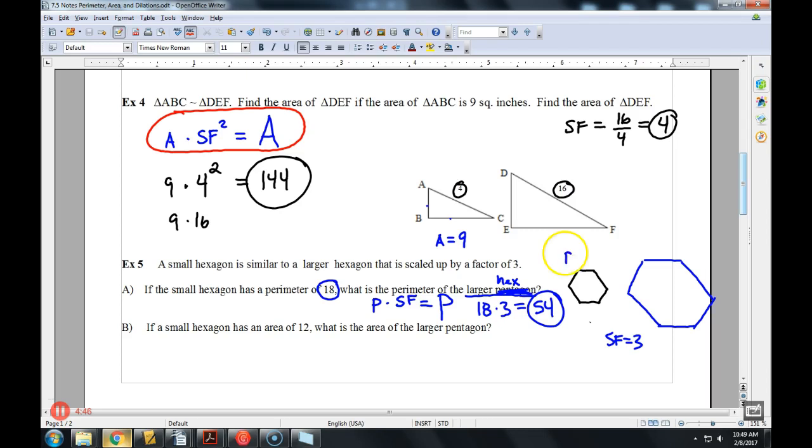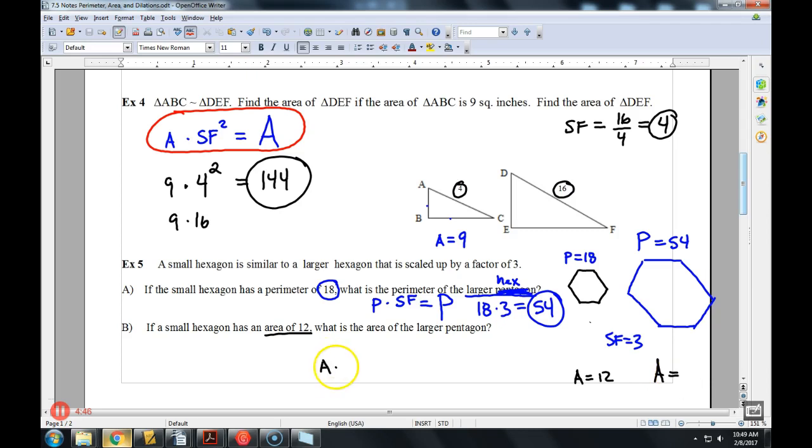So if the perimeter was 18, the big perimeter should follow the scale factor. It should just be 3 times larger. Now the next one deals with area. It says the small one has an area of 12. So if the small one has an area of 12, I should then be able to find the large area. So let's do this one.